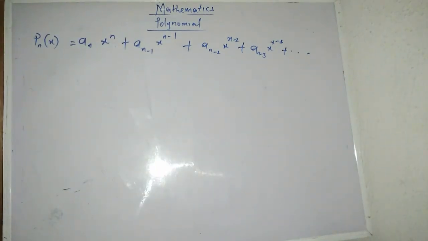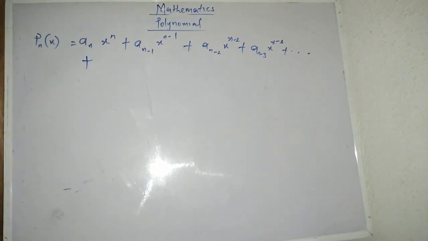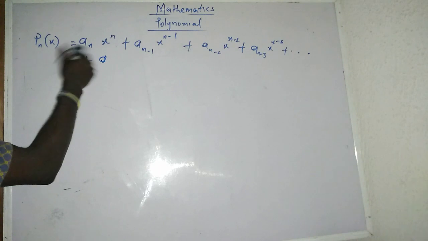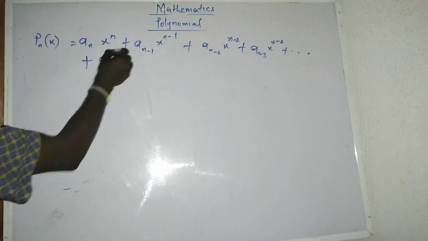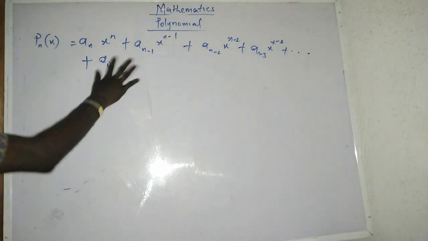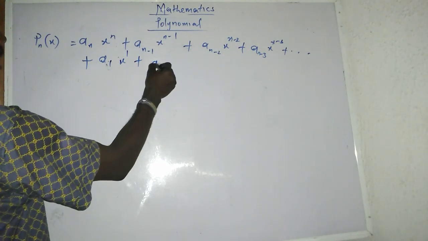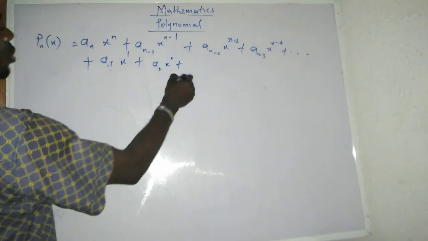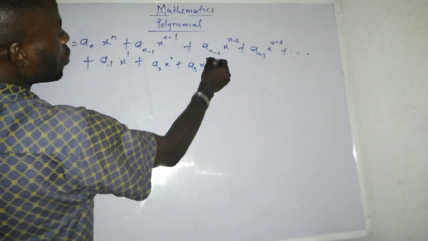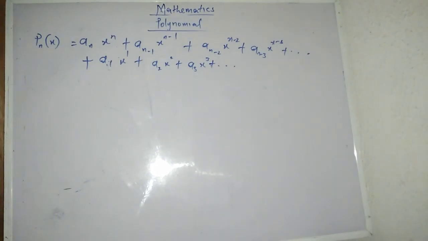Once at a point, it will be plus a_0, then let me start from 1: a_1 x to the power 1, plus a_2 x to the power 2, plus a_3 x to the power 3, and so on and so forth. That is polynomial.